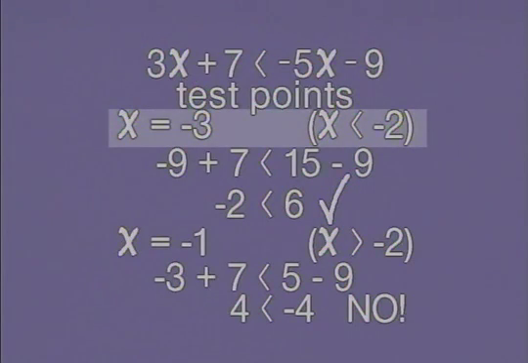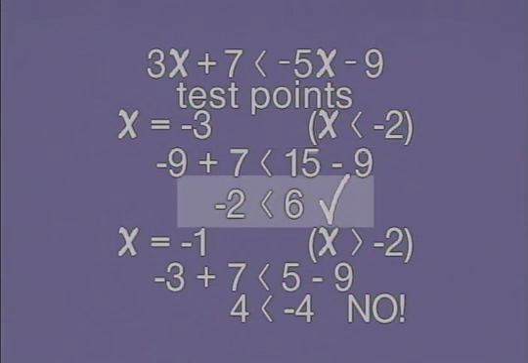For example, x equals negative 3. Well, negative 3 is less than negative 2. So if negative 3 works, that would mean that x would be less than negative 2. We plug in negative 3 and we get that negative 2 is less than 6. The check mark indicates that negative 3 works, which means certainly any number to the left of negative 2, less than negative 2, should work.